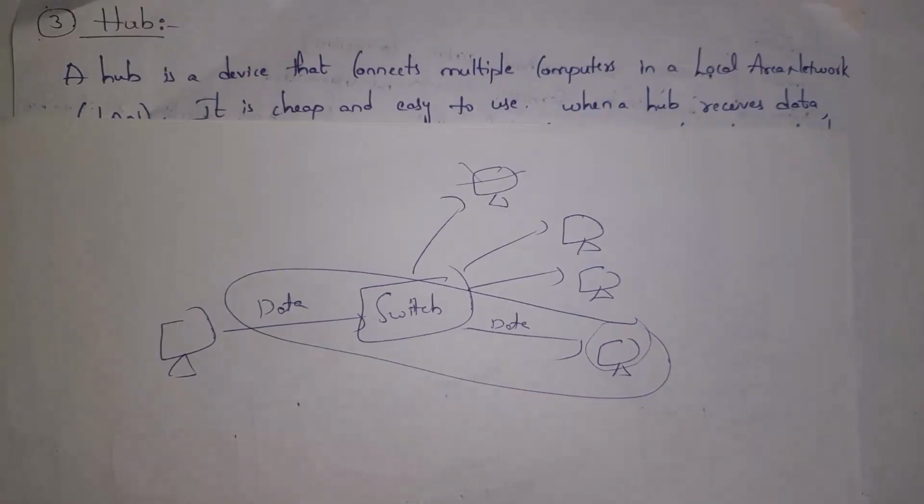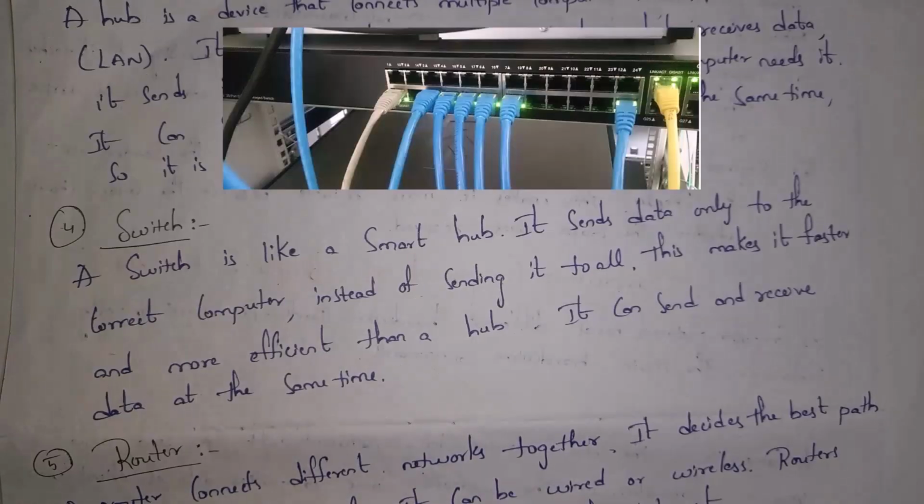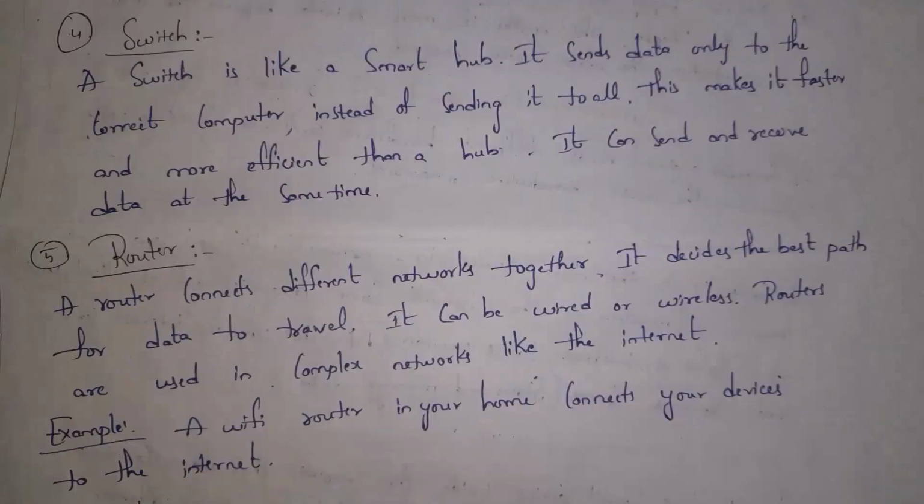And whereas if you consider hub cannot send and receive data at a time. But whereas if you consider switch can send data and receive data at a time. So switch is fast when compared to hub. Guys, for example, if you consider engineering college computer labs, in computer labs, all computers are connected to a device called switch. On top, you can see one small box where all computers are connected to that box. We call that box as switch.